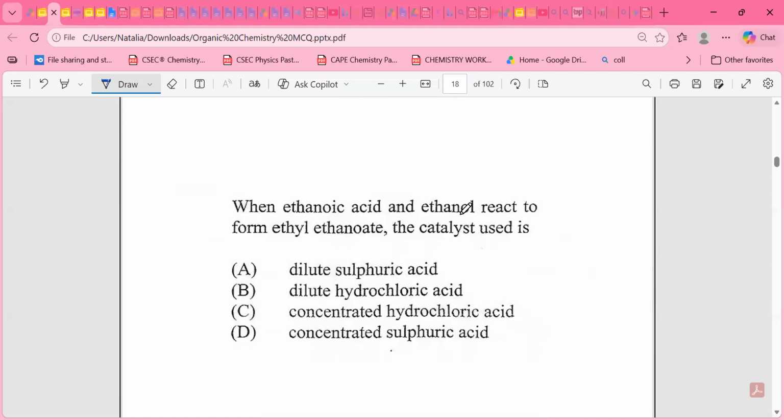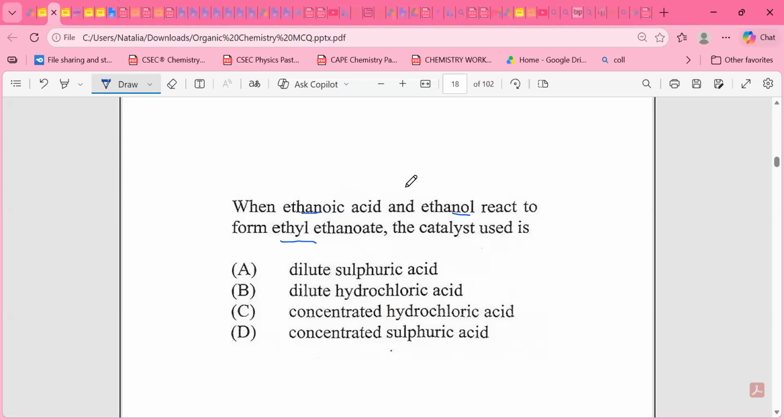When ethanoic acid and ethanol react, this reaction is called esterification, right? So it has a forward and a backward reaction. The forward reaction is called esterification, and the backward reaction would be hydrolysis, where the ethyl ethanoate reacts with water to form ethanoic acid and ethanol, right? You may see this in another question, I'm not sure.